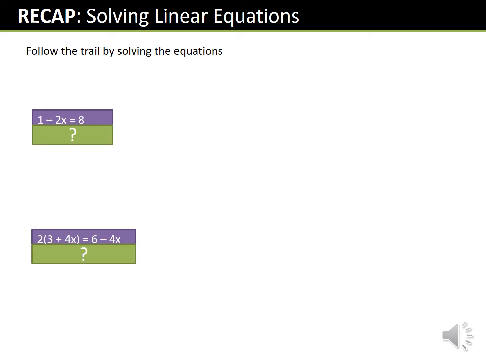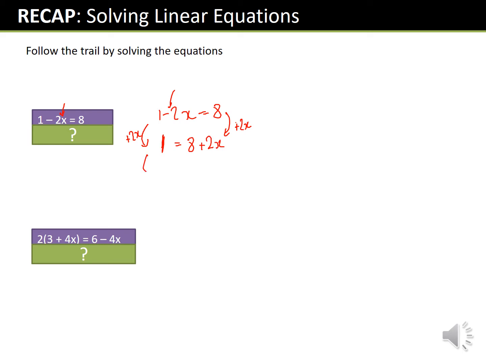Okay, the third question, a little bit trickier because we've got a minus coefficient of x there. So we've got 1 minus 2x equals 8. What I would probably do is add 2x to both sides. That will get rid of the negative there, because we're adding 2x to the left, so we're just left with 1. And then on the right, we've got 8 plus 2x. So you can see we've now got rid of the negative coefficient of x.